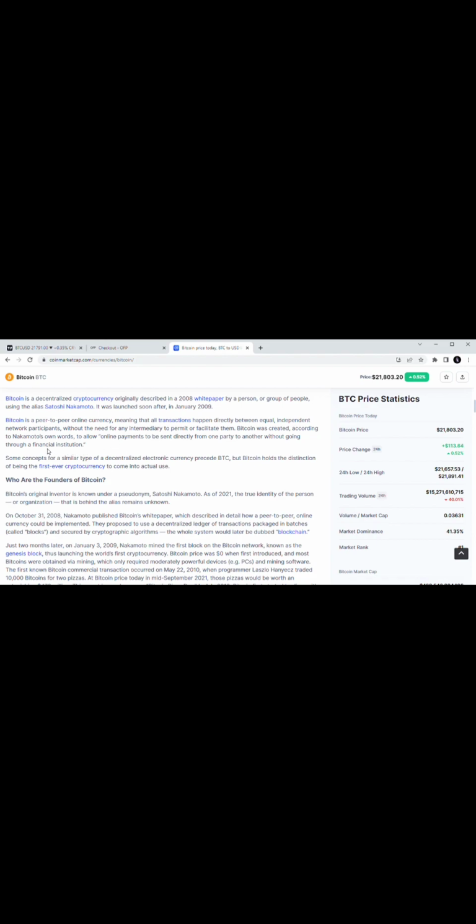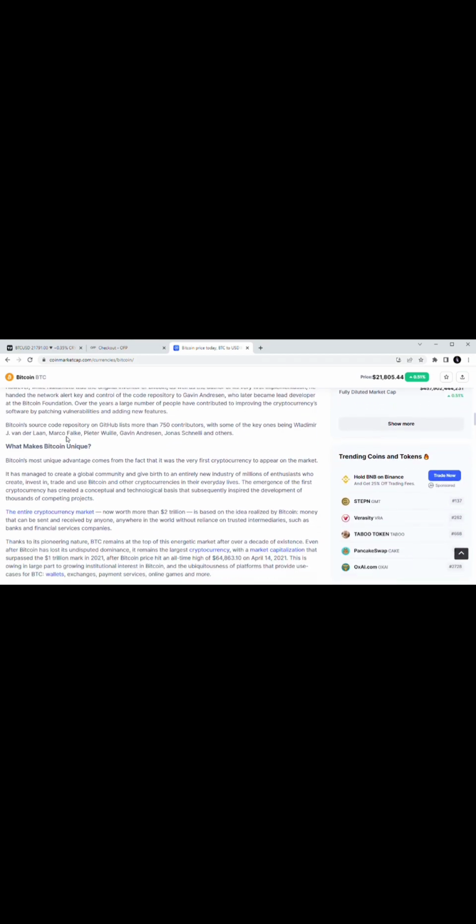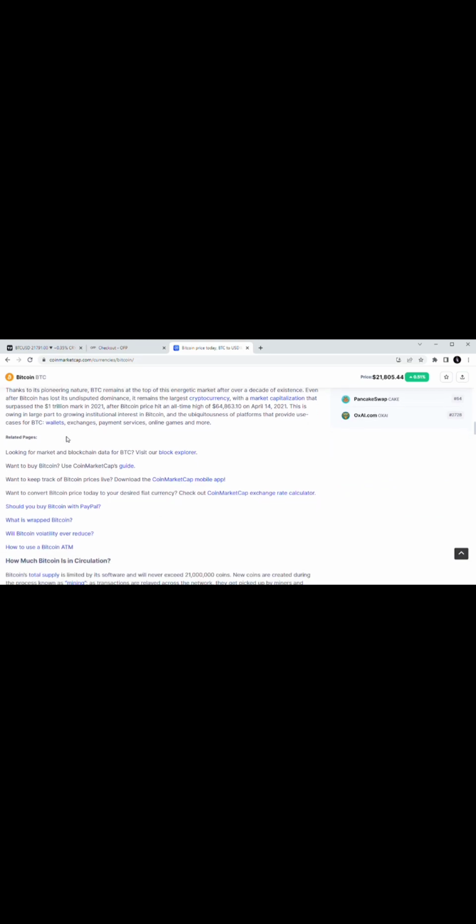So this was the basics and what Bitcoin brought on board right from the onset. Some of the concepts for a similar type of decentralized electronic currency precede Bitcoin, but Bitcoin holds the distinction of being the first ever cryptocurrency to actually be used. So now, who are the founders of Bitcoin? You can actually see the founders of a particular project, then what makes it unique and all that. So these are more information we can actually read. So that is that for Bitcoin.